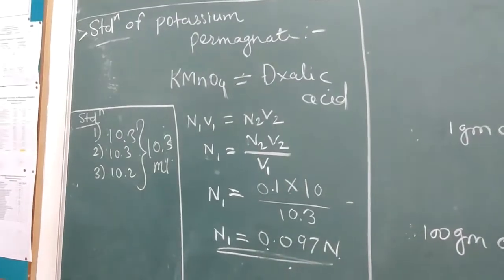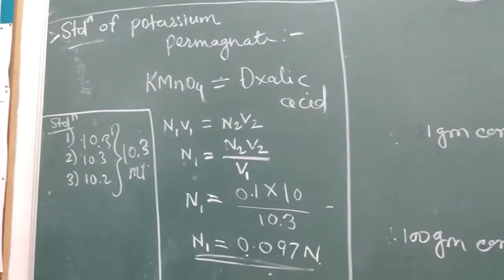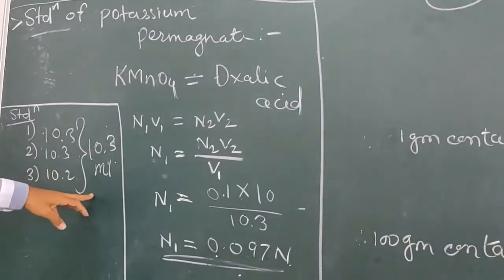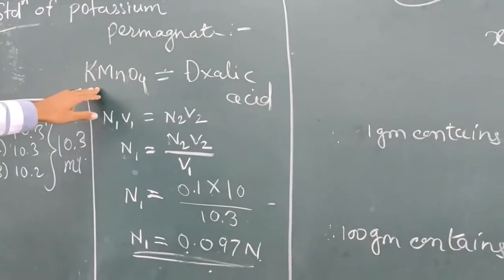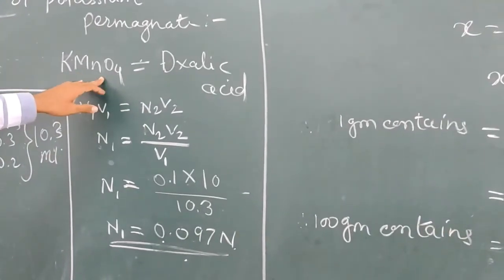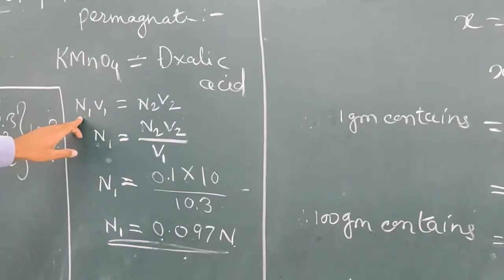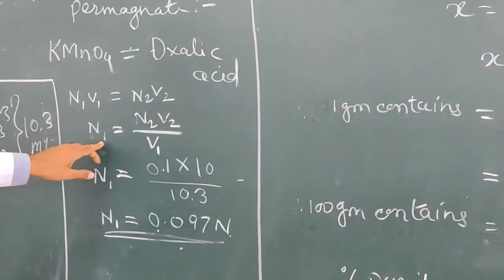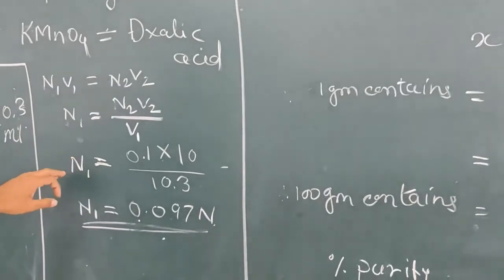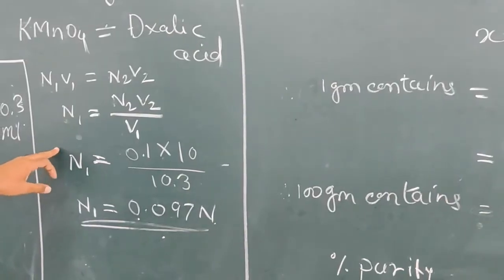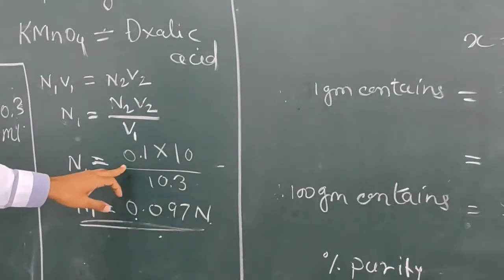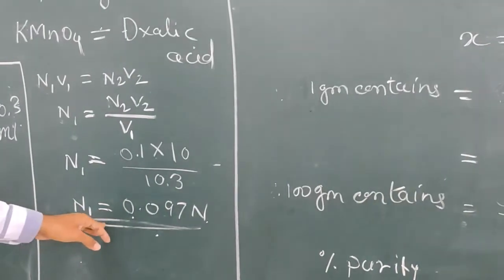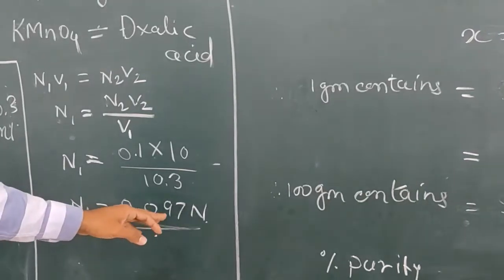Let's start with the calculation of standardization of potassium permanganate. The burette reading is 10.3 ml, mean is 10.3 ml. So potassium permanganate is equal to oxalic acid: N1V1 is equal to N2V2. Let's find N1. N1 is equal to N2V2 divided by V1. Then put the values in the formula. N1 is equal to 0.1 into 10 divided by 10.3. N1 is equal to 0.097 normal.